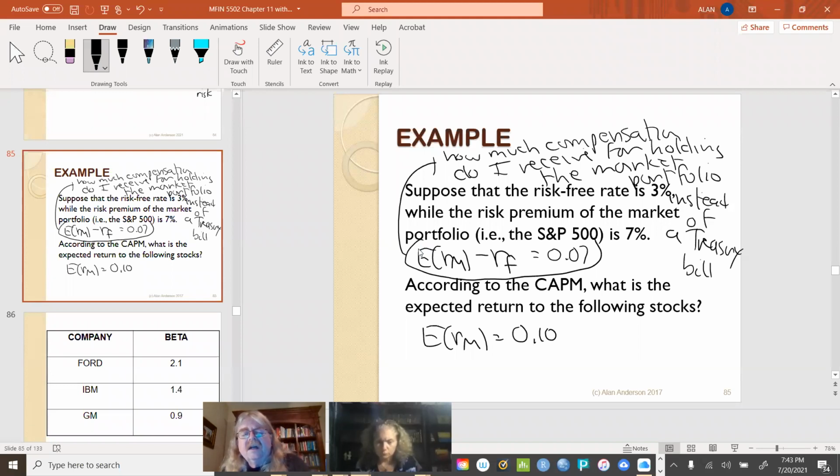Now, if you own a stock with a high beta, the compensation will improve because the stock is even riskier than the market portfolio. If you have a low beta stock, then the compensation will be lower because you have a safer stock.